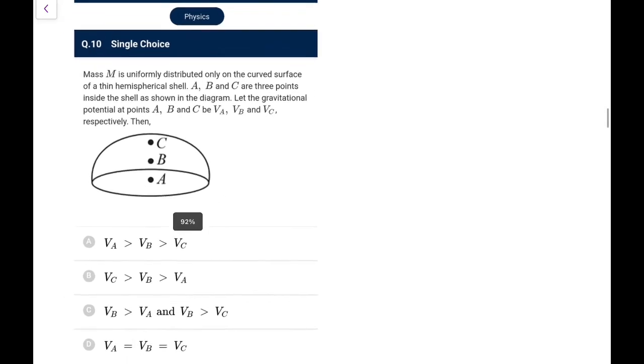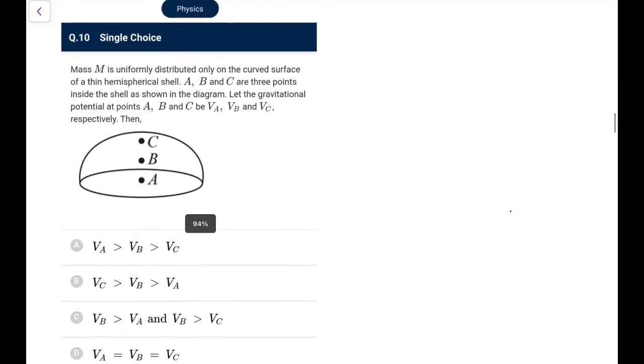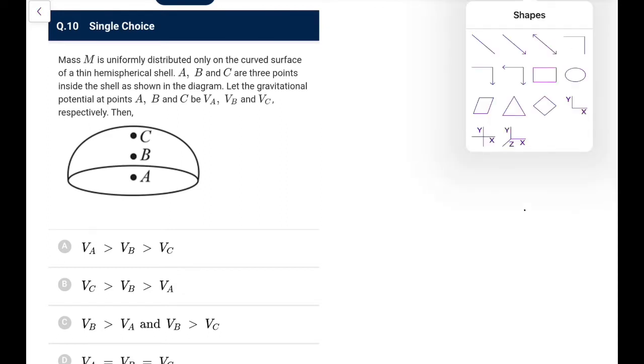Next, mass m is uniformly distributed only on the curved surface of a thin spherical shell. A, B and C are 3 points inside the shell as shown in the diagram. Let the gravitational potential at points A, B and C be VA, VB and VC respectively. Then, the main important thing is that I'll let you first solve such a problem.